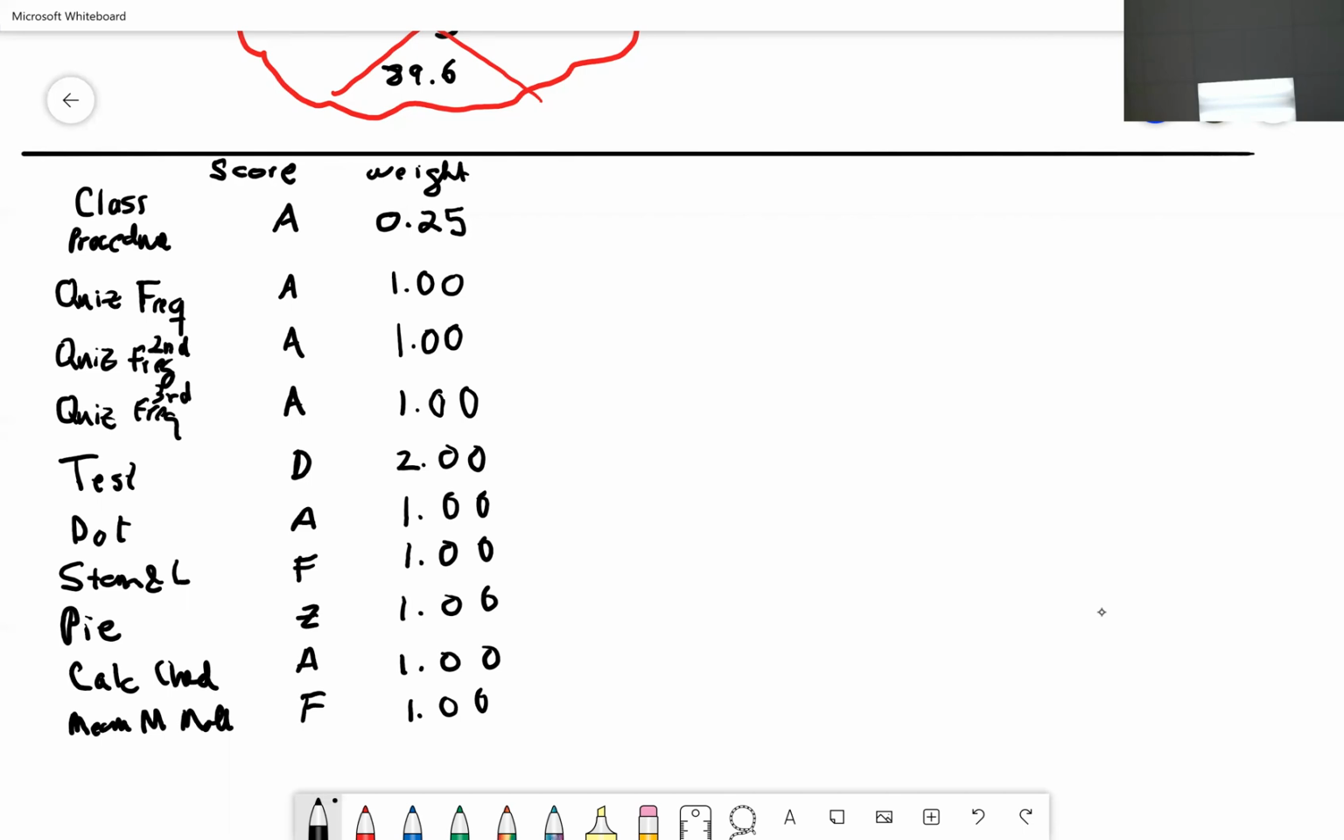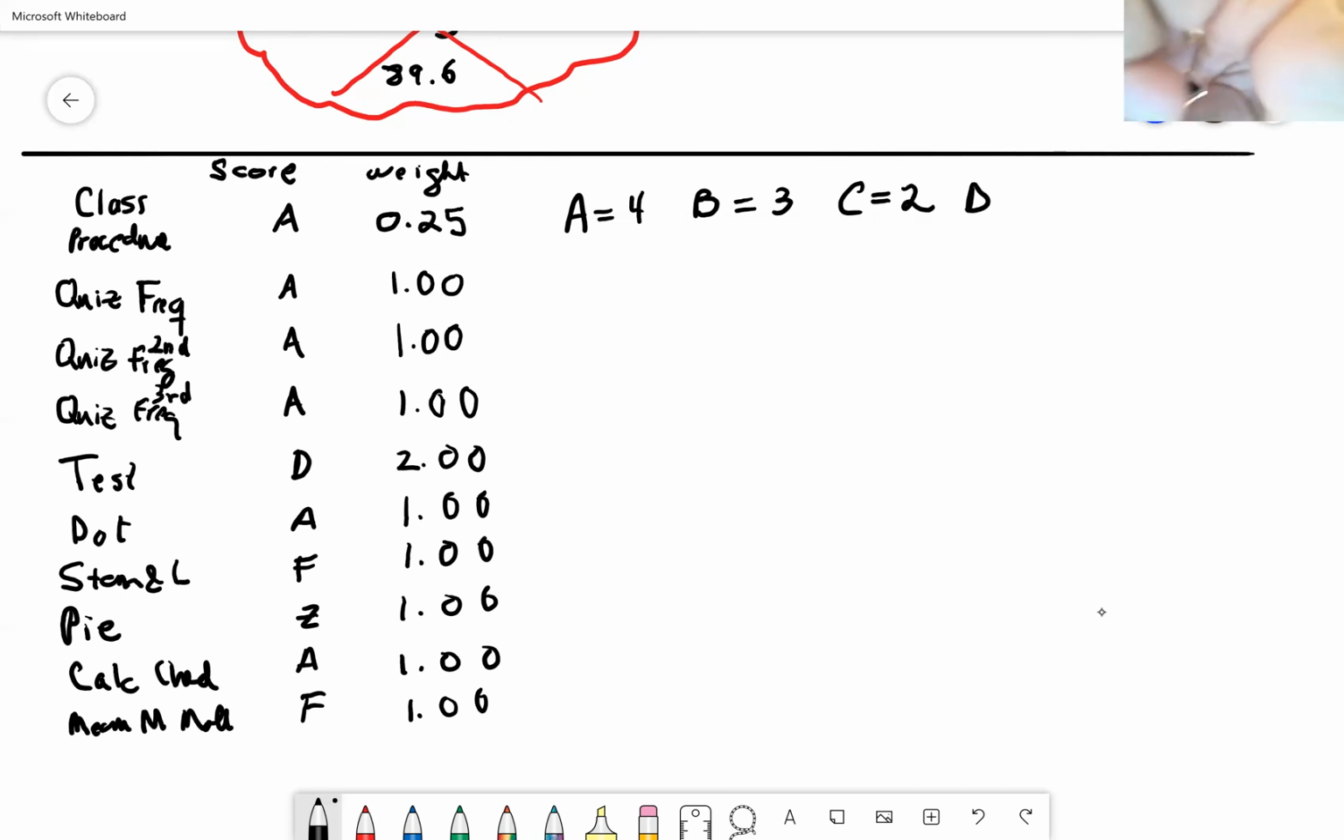So how would we figure out what grade this person should have? What is an A worth in our grading scale? 4. What about a B? 3. C? 2. A D? 1. And an F? 0. Okay, so I'll write those down. A is equal to 4. B is equal to 3. C is equal to 2. D is equal to 1. And F is equal to 0.